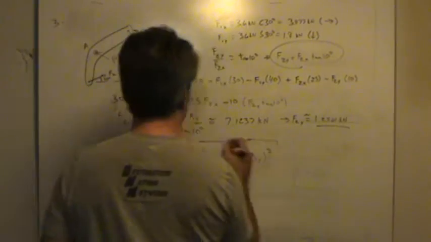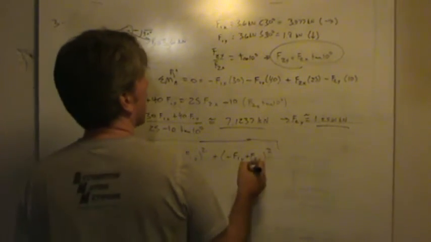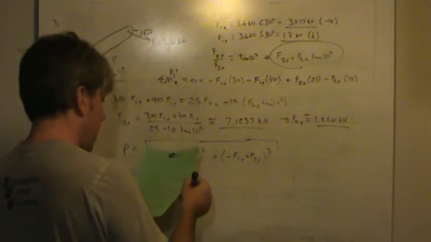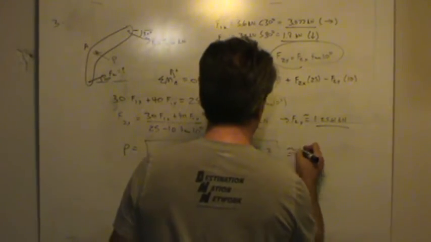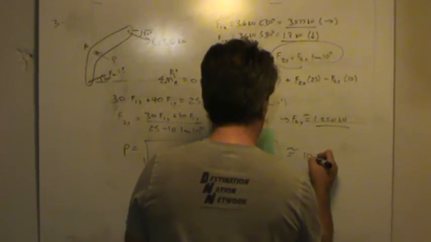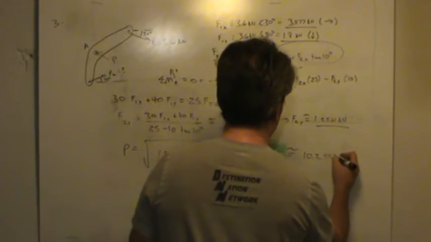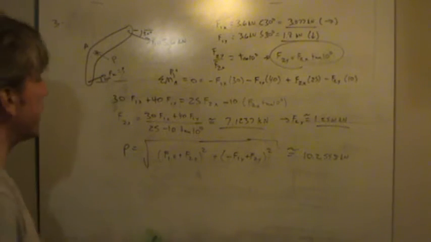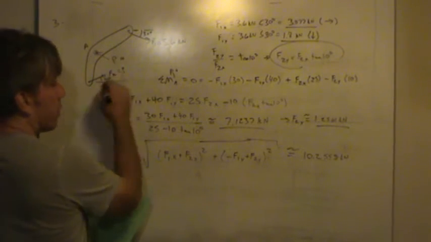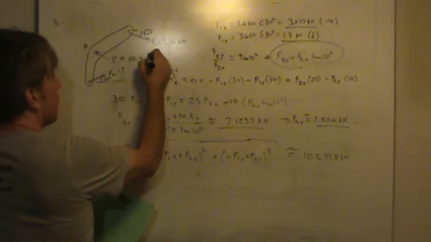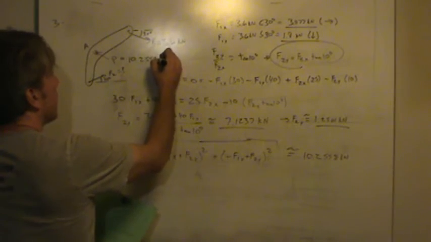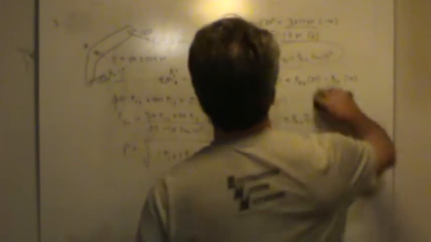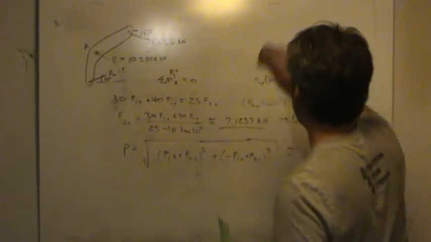Here's F2y, here's F2x, you've got F1y, F1x, plug them all in, and you'll find that the force applied to the pin is about 10.2558 kilonewtons. So that was a lot of statics work just to find out how much force was applied to the pin. So now that we've finished that part of the problem, we're going to erase all of this work because we don't need it anymore.